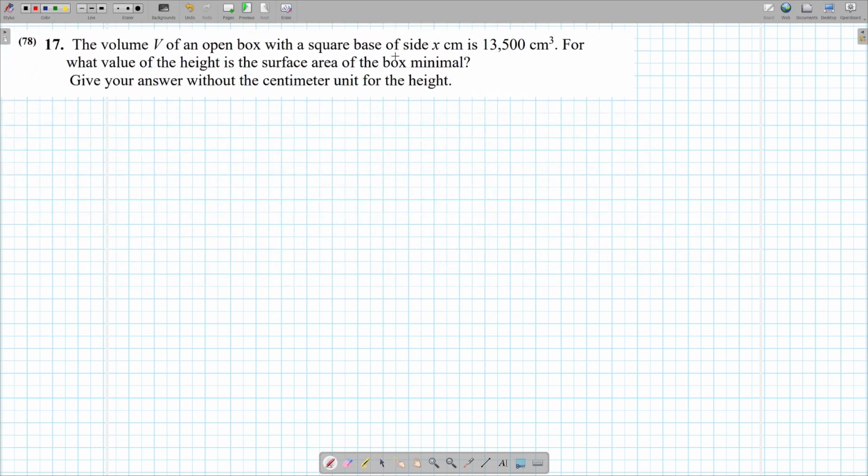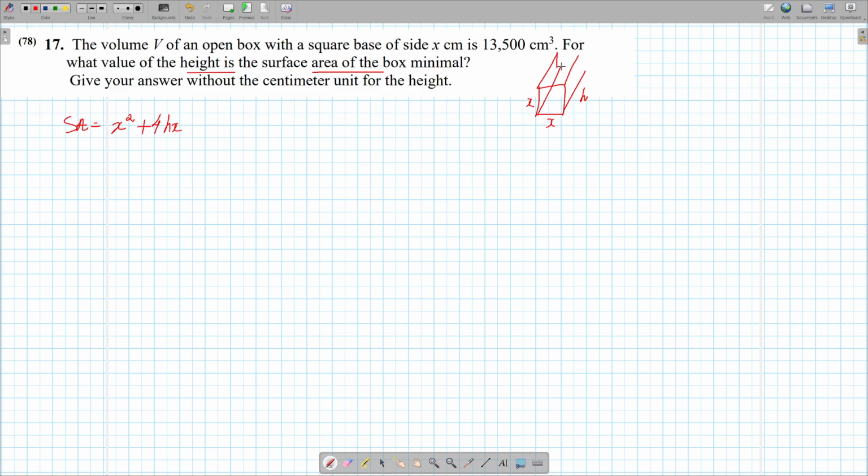The volume of an open box with square side of x is 13,500. For what value of the height is the surface area minimum? Okay, surface area of a box. It's a square base, and then has a height h. And I need you to think about this. Height h, x, x. The surface area is the area of all the sides added up to each other. The area of the base is x squared. The area of the rectangular faces is the length h times the width x, so hx, right? And how many of these do we have? We have one here, one here, one here, and one here. So that's 4. So you could say 4hx.